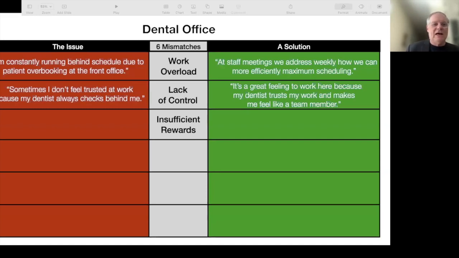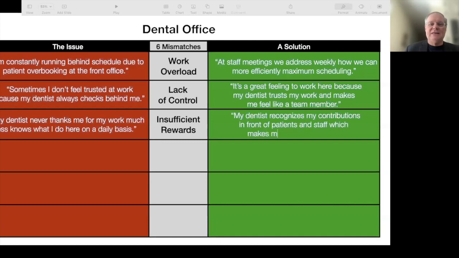Insufficient rewards. My dentist never thanks me, much less knows what I do here. Boy, have we heard that one over the years. And then a solution might be, my dentist, as I've already said, recognizes me in front of patients and other staff members, which makes me feel appreciated.